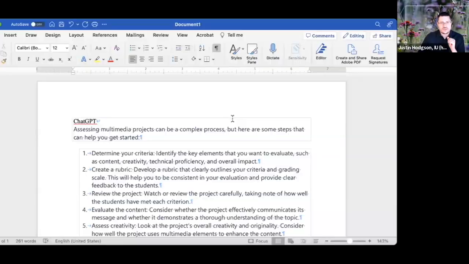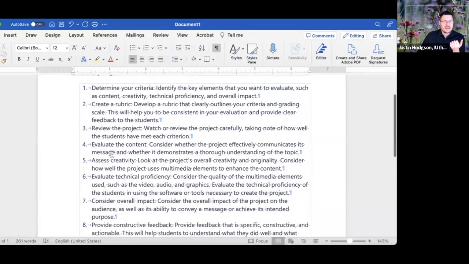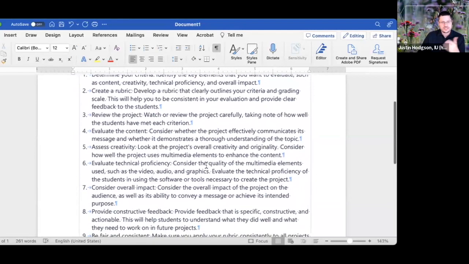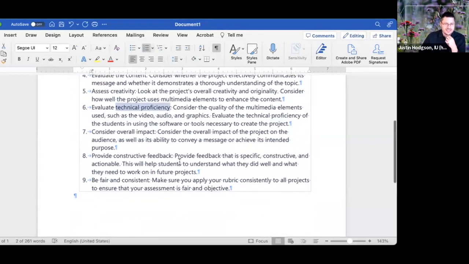I'll try that one. And of course, ChatGPT and all of its brilliance. Determine your criteria. Thank you for that. I really appreciate that. That's a good start. Create a rubric. So far, that tells me that I know what I'm doing. And then it's standard stuff. Review the project, evaluate the content, assess creativity, evaluate technical proficiency. And so this is where you can determine how much you may or may not want to put emphasis on the project. But when in doubt, ask the robots.